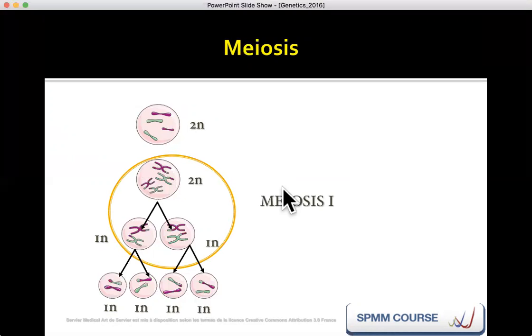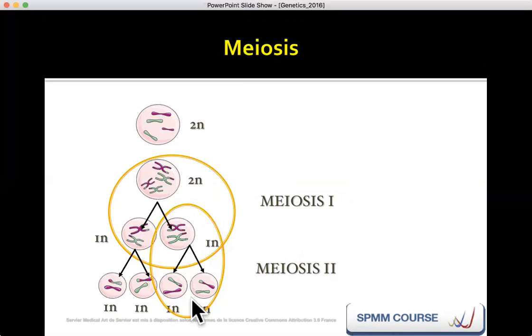The first phase is meiosis 1, which is not similar to mitosis. Meiosis 2 is similar to mitosis. But meiosis 1 is where the reduction happens. So the 2n becomes 1n and 1n. And then in meiosis 2, you have mitosis-like cell division, where 1n becomes 1n and 1n. So this is preserved cell division, but this is reduction cell division.